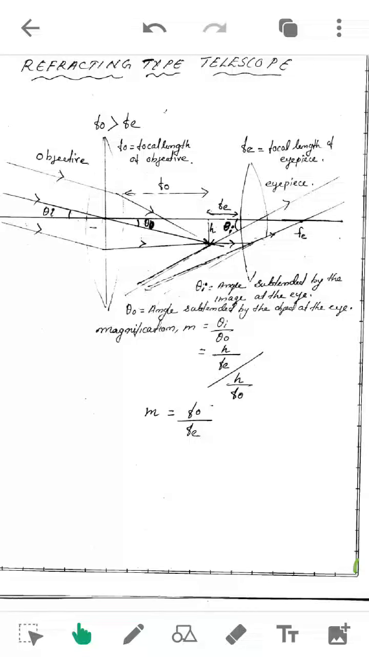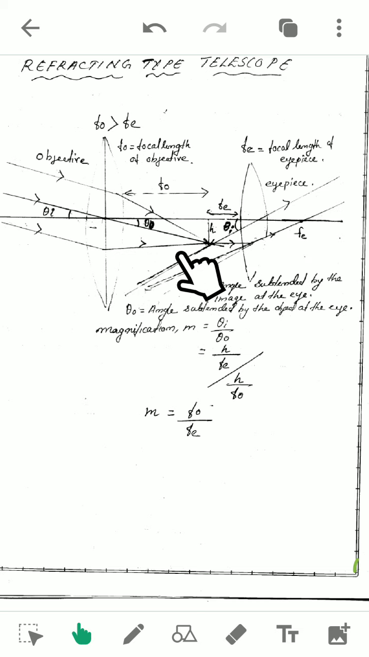Students, our next topic is telescope. Here we will discuss refracting type telescope and reflecting type telescope. In telescope, that is refracting type telescope, I am going to explain first. Here also we have an objective lens and the eyepiece lens. But here the focal length of the objective lens is greater than that of the eyepiece, and the diameter of the objective lens is also greater than the eyepiece.